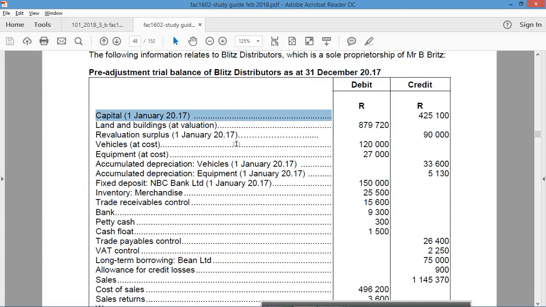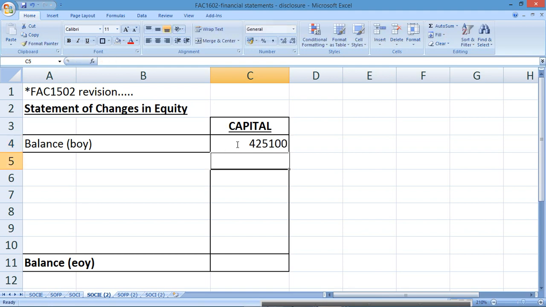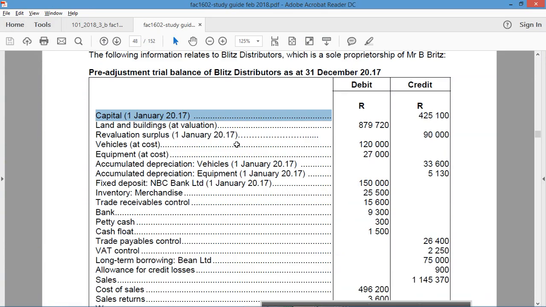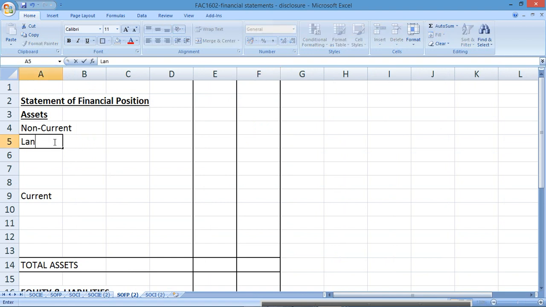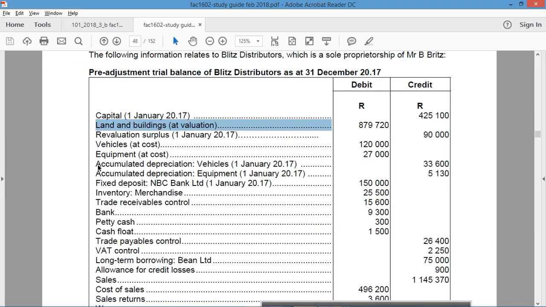425, 100. Okay. Where do you want me to go? Back and here. Then you go back, and then land and buildings is in the statement of financial position. It gets put under non-current assets. So you insert it first on your answer, and then I'll update my answer. Okay, so that's a good place to start. I see you've written this in. Land and buildings, so that amount is 879,720.